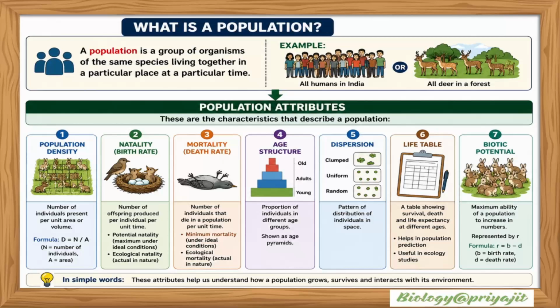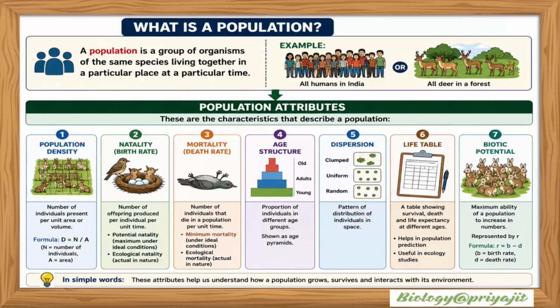Mortality or death rate, that is the number of individuals that die in a population per unit time. Minimum mortality is under ideal conditions. Ecological mortality is the actual in nature. Age structure, the proportion of individuals in different age groups, shown as an age pyramid. Dispersion, the pattern of distribution of individuals in space. Life table. A life table is a table showing survival, death and life expectancy at different age groups. It helps in population prediction.